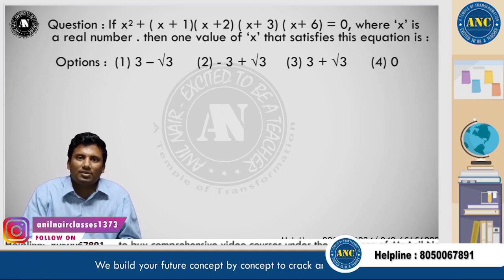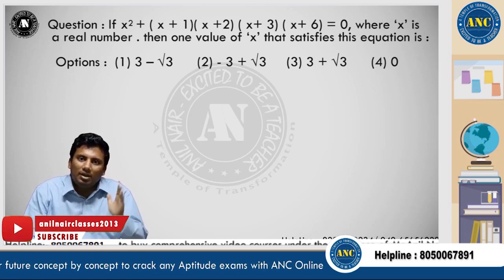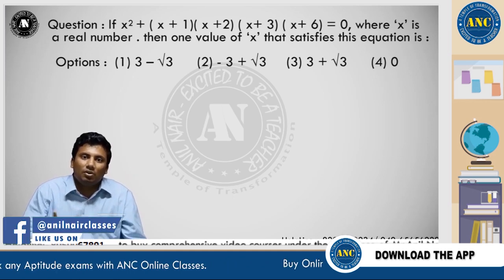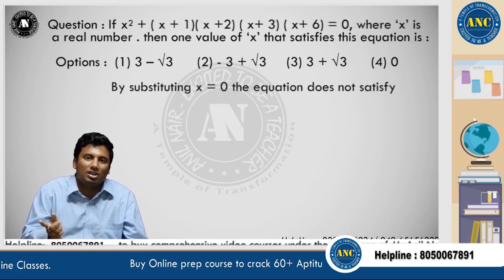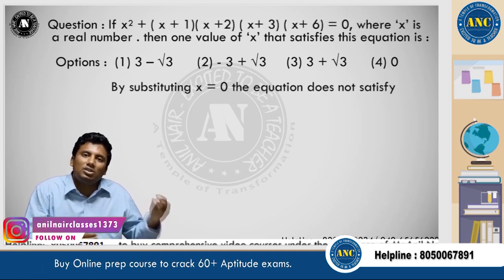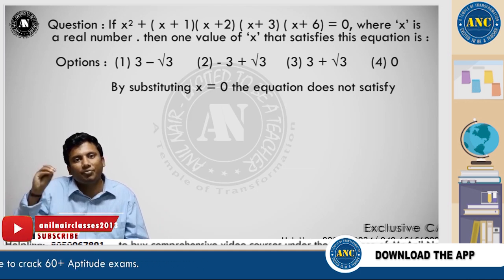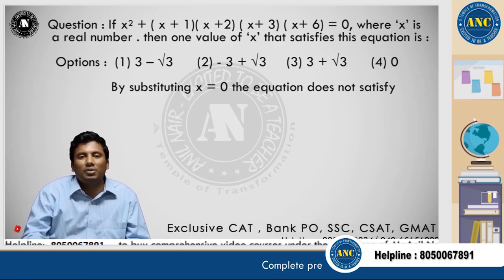Observe the options. Options are 3 plus root 3, 3 minus root 3, minus 3 plus root 3, 0. 0 cannot be the answer for the question because in the left hand side there are constants. If you substitute it, 0 plus 0 plus 1, 0 plus 2, 0 plus 3, 0 plus 6. Is 36 equivalent to 0? No. So 0 cannot be the option.